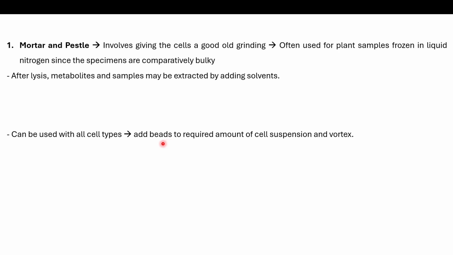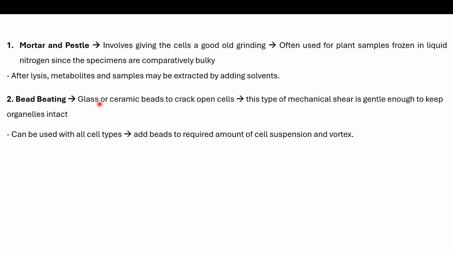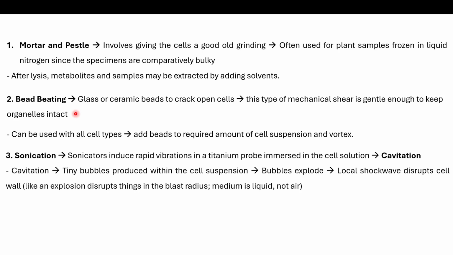So what happens there is, you have the beads there. Now the beads are also colliding with the cells a lot, and that helps in breaking the cells up. All right, this is mortar and pestle, and then you can add beads. This is also called bead beating. After you have resuspended the cells, glass or ceramic beads are used to crack open the cells. Again, mortar and pestle bead beating is a kind of mechanical shear, but this doesn't really harm the organelles. Organelles are usually intact after this bead beating method.